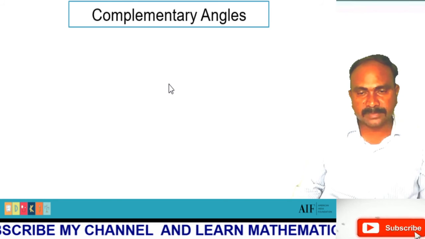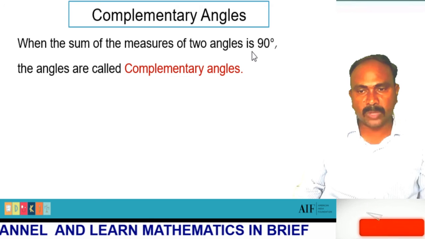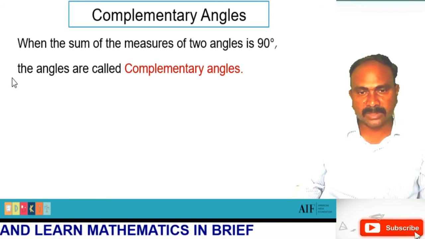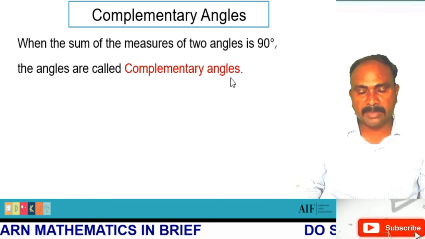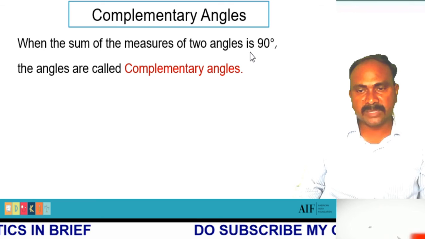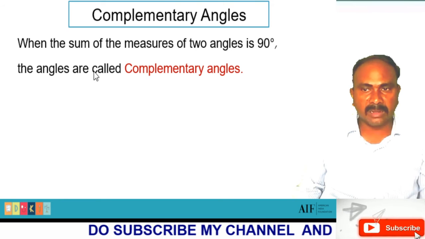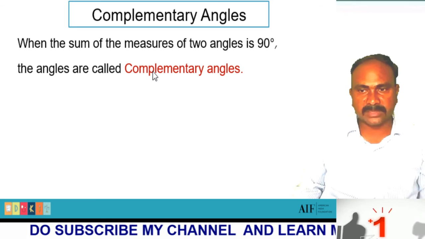Complementary angles. When the sum of the measures of two angles is 90 degrees, the angles are called complementary angles.